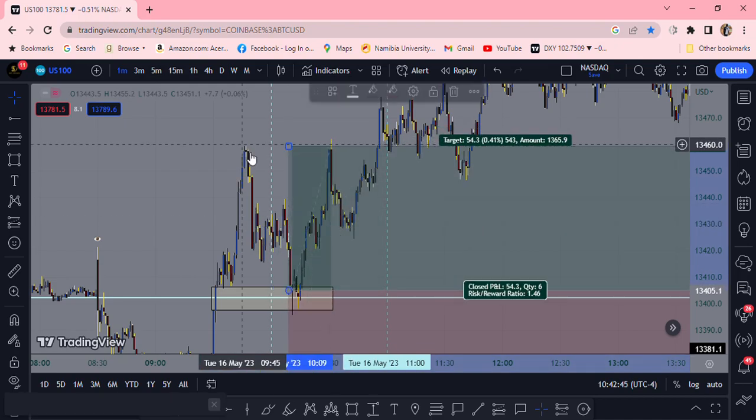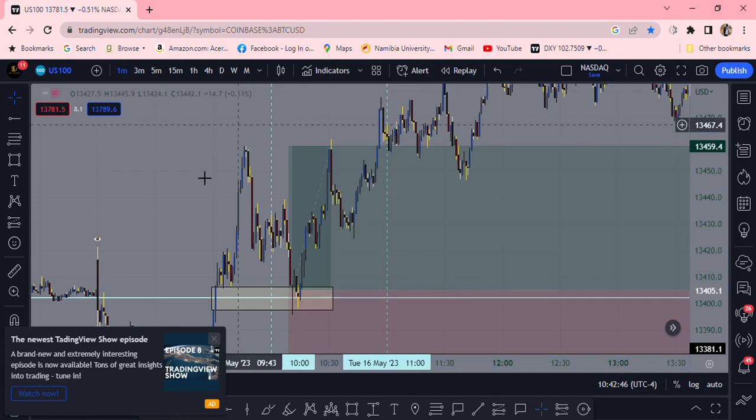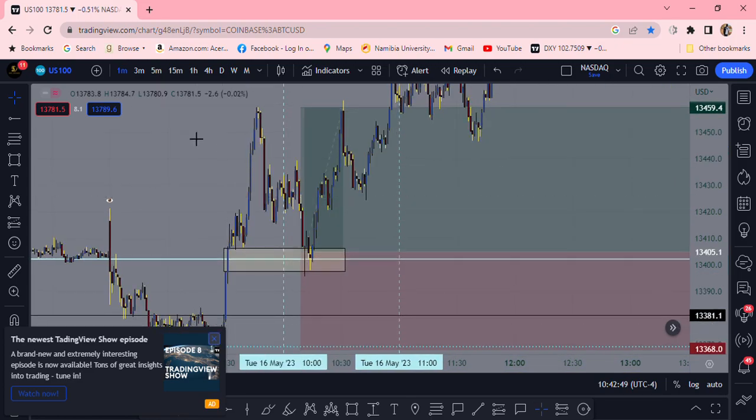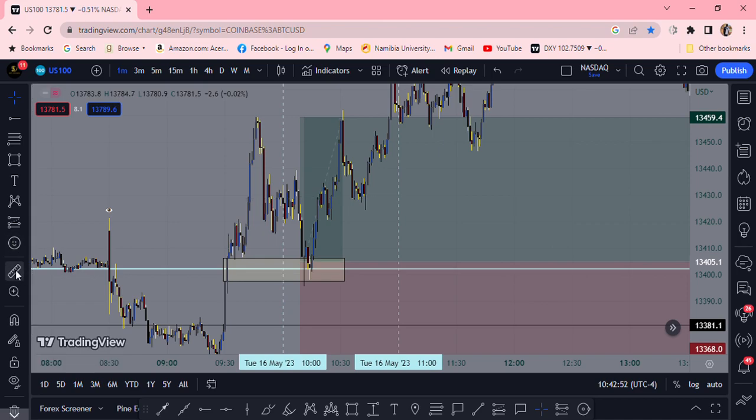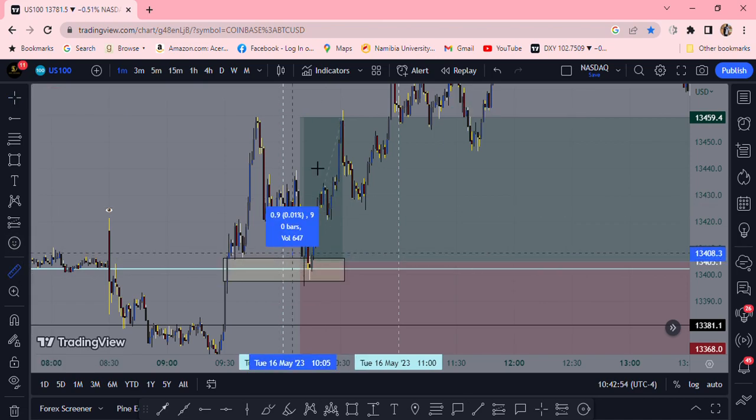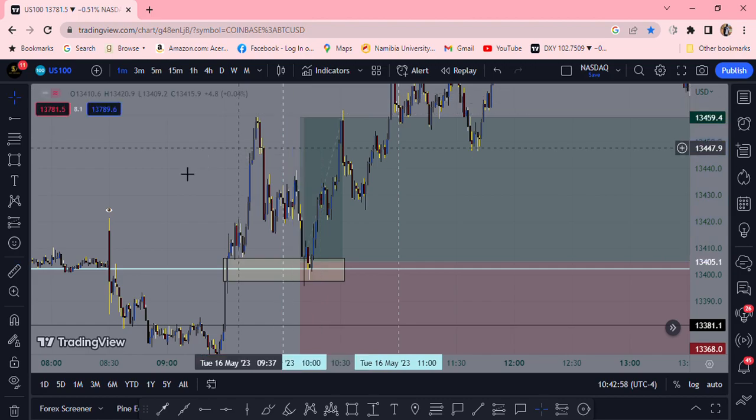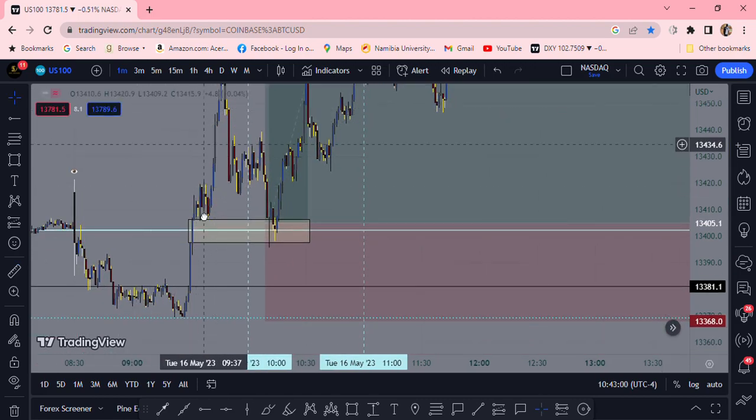I would have taken these buy stops to be taken. That's already gonna give me like 5 handles or 10 handles. How many pips is this? Wow, 50 pips, just like that. I'm done for the day, guys.